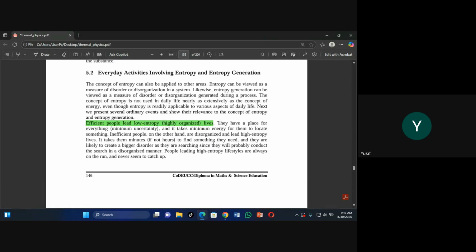This statement dissuades me: efficient people lead low entropy lives. If you are talking about efficient people, it means everything they do is highly organized. Please, are you making sense?